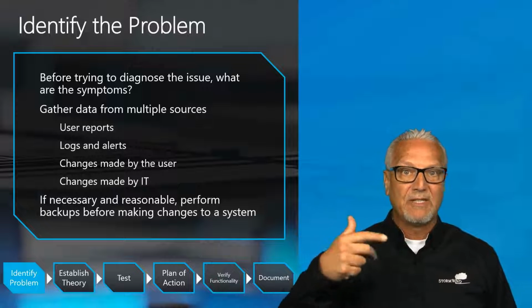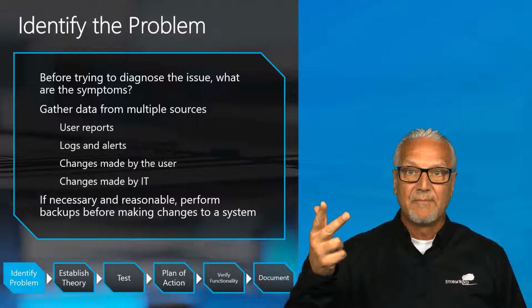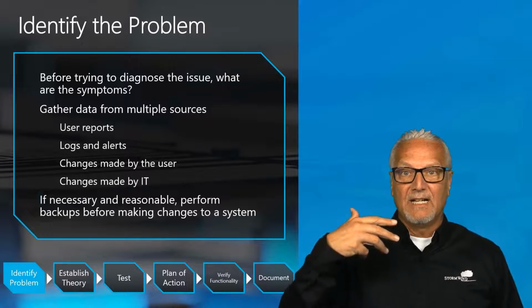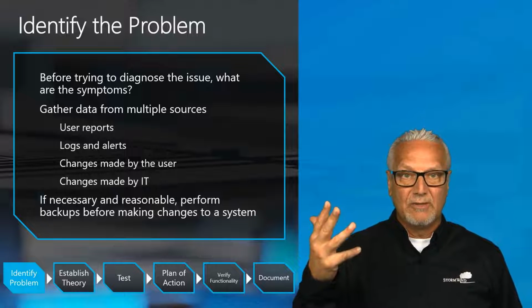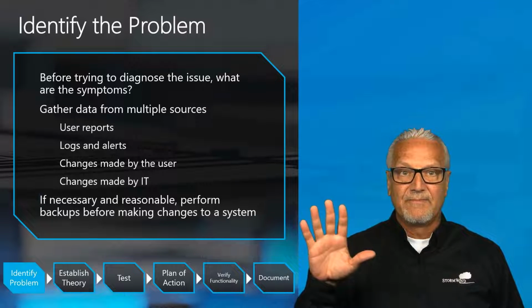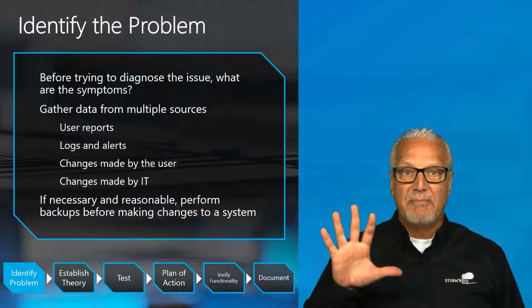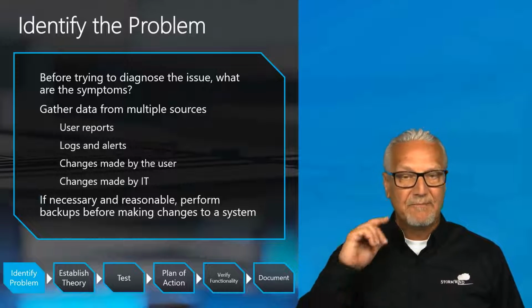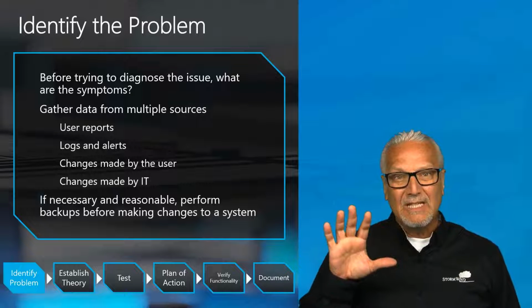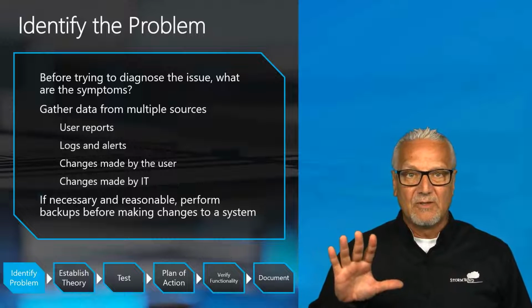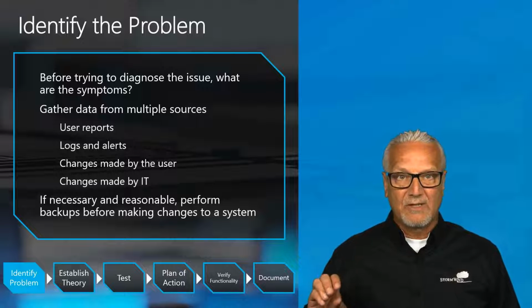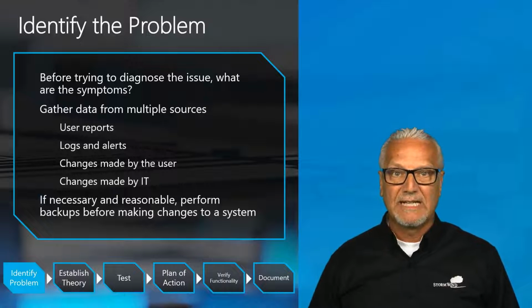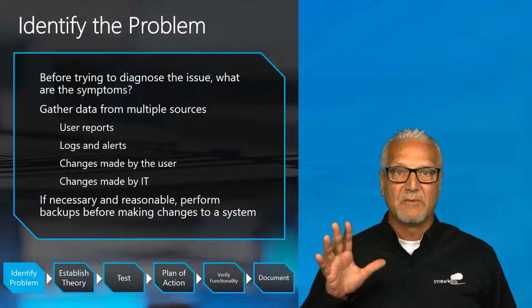But you can identify the problem, interact with the user, find out what's going on, see if there are any changes made by the user, any changes made by IT. Okay, and whatever you do, before you do anything, if possible, back up whatever system you're on and whatever state you're in. You don't need to do a SQL Server database backup on a workstation if their monitor is not working at that point in time. So be within reason.